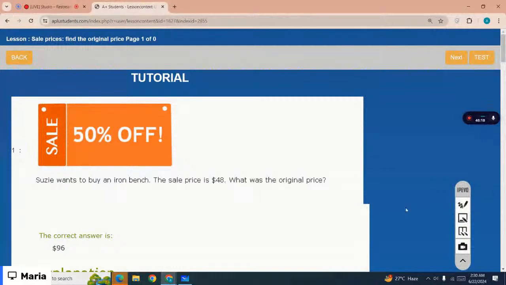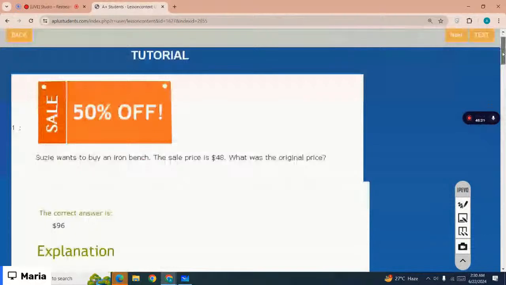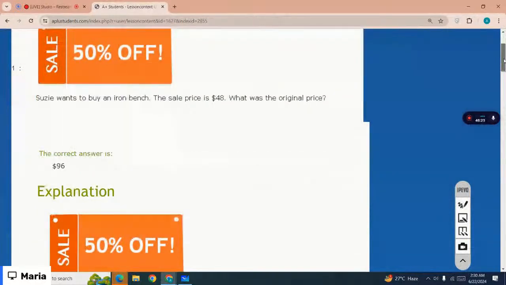Wants to buy an iron bench. The sale price is $48. What was the original price? So that is 50%. That was on the 50% off, right?